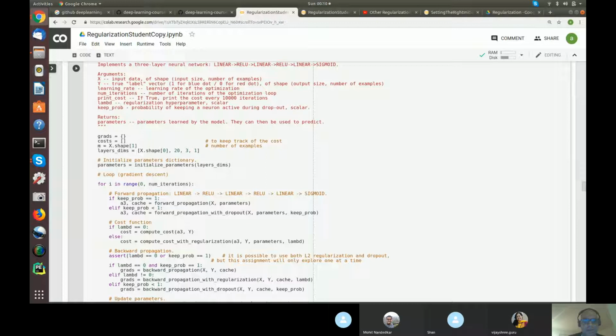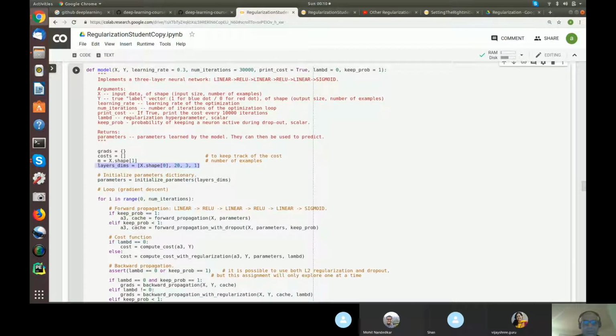So here we build a model which has these layer dimensions. So X is our input matrix, which has 2 rows and many columns. That's the first layer dimension. The second layer has 20 neurons. Third has 3 neurons. And then there's a final 1 neuron.